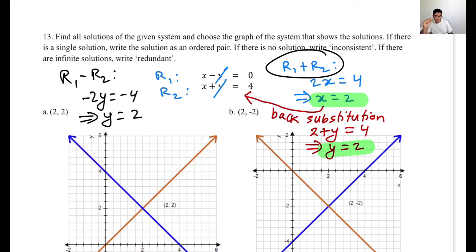I showed you two slightly different methods here. In one method, after you find the value of one variable, you don't do the row operations anymore. You go with what is called back substitution.